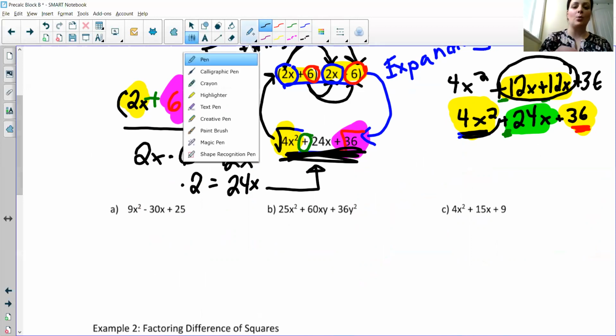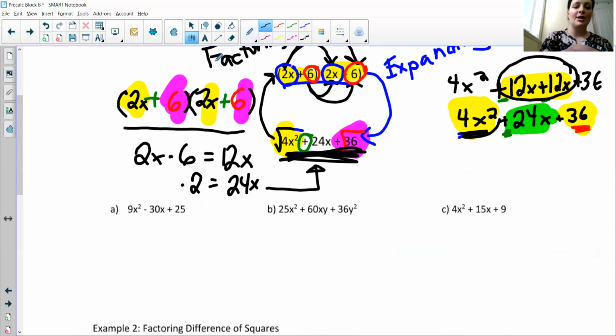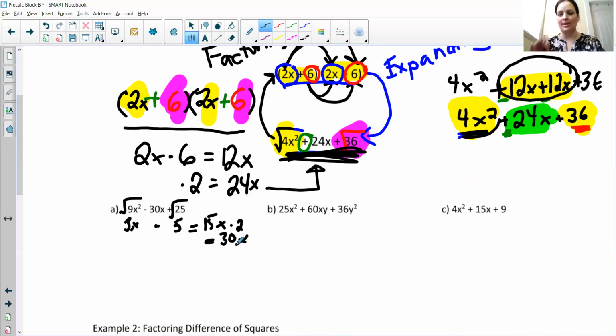All right, so before you do any work, you kind of want to make sure it's a perfect square. What is the square root of 9x squared? 3x. What is the square root of 25? It's 5. So we're going to go 3x times 5, which is 15x, and then we're going to times that by 2, and we're going to get 30x. Is that what the middle term is? Don't worry about the sign. It is. So this is a perfect square, which means we can go straight to the factor brackets.